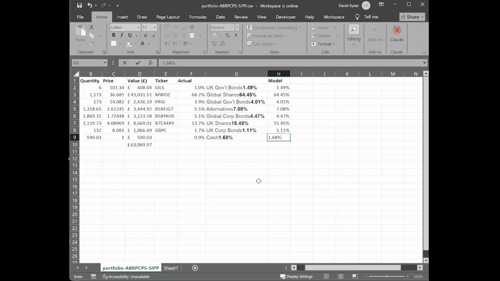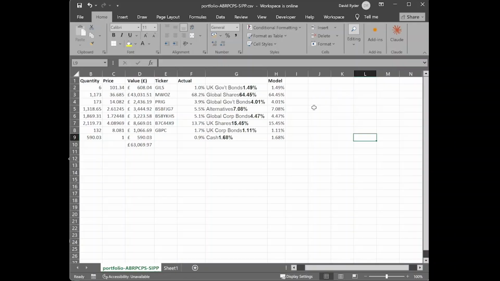So there we go. That's all the allocations. Now I want to work out how far away the actual is from the model. At the moment, I have 1% of my actual portfolio in UK government bonds. The model says 1.5%. So I need to have the differences here. This I'm going to call the difference, and I'm going to calculate it.